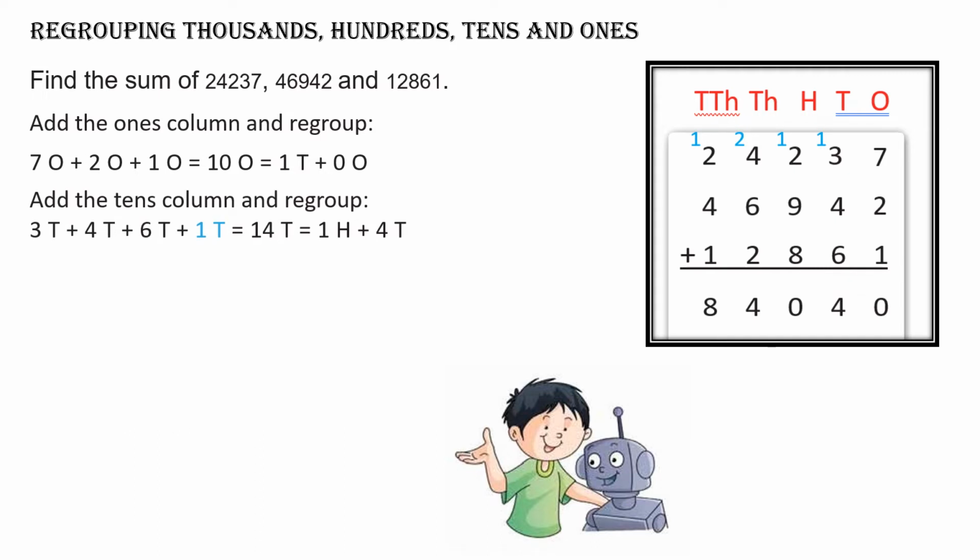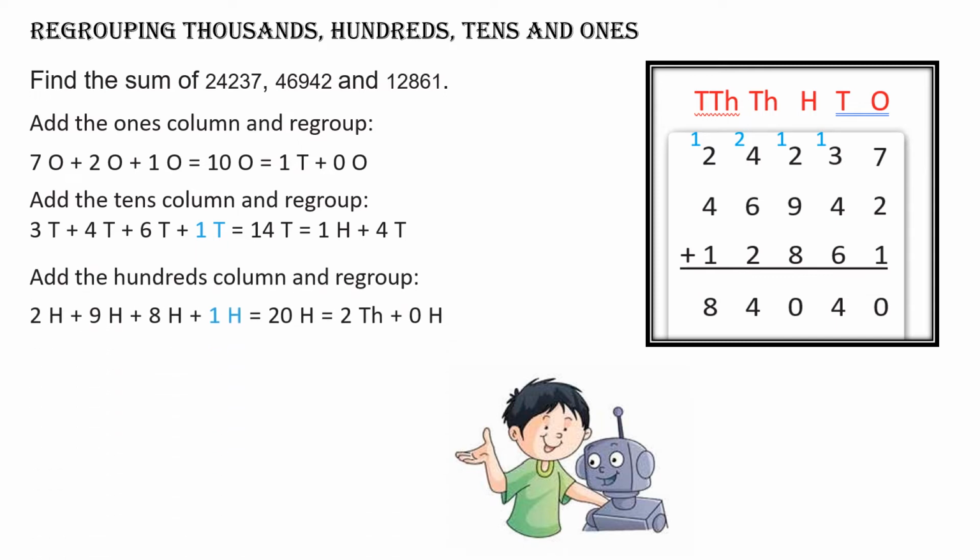Next, add the tens column and regroup. So 1 plus 3 is equal to 4. 4 plus 4 is 8. 8 plus 6 is 14. So 4 in tens place and 1 will go in hundreds place. Add the hundreds column and regroup. 2 plus 9 plus 18 and plus 1 is 20 hundreds, which is 0 in hundreds place and 2 in thousands place.